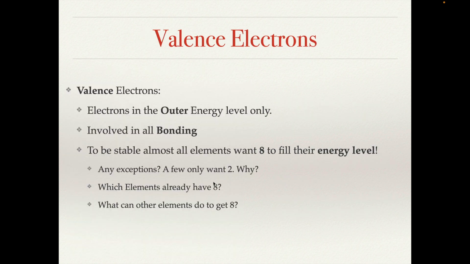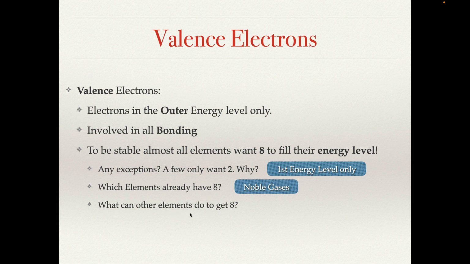So what are these valence electrons? Well, these valence electrons are those electrons in that outer energy level. They're involved in all the bonding that we're going to be doing, okay? And to be stable, almost all our elements are going to want 8 to fill in that energy level, okay? We have some exceptions, and a few of them only want 2 because they're on the first energy level. And then we already have a group of elements that already have 8, which is our noble gases, okay?